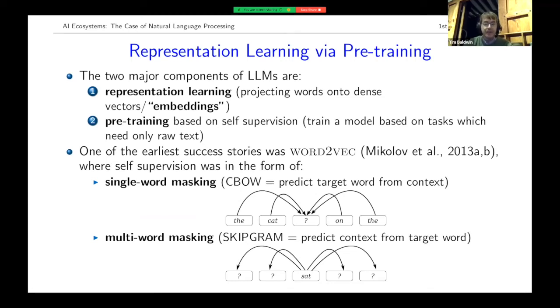How do we train it? The two major components are representation learning, which is a fancy way to say that we're projecting words or fragments of language onto what are nowadays traditionally dense vectors. Think of that as a list of floats, or a dense vector of real numbers, depending on whether you're more computer science or mathematically inclined, also called an embedding. So people often talk about embedding learning, word embeddings or document embeddings. So that's the first part. That's what we're trying to translate text into and from, as we'll see in a moment.